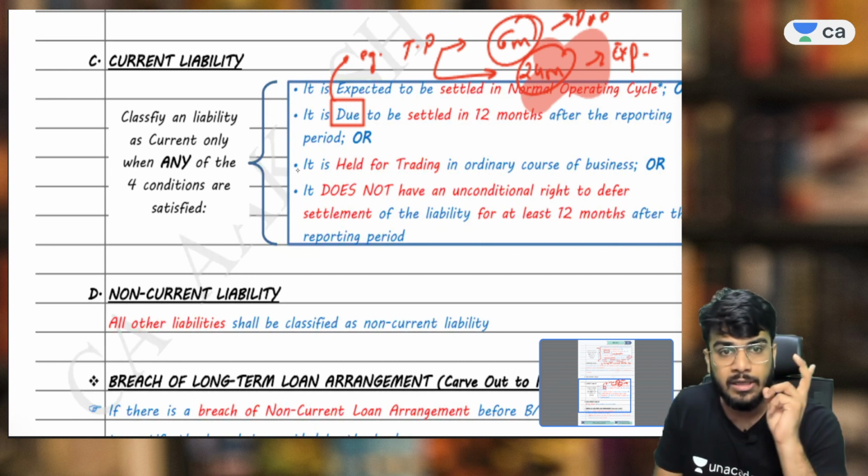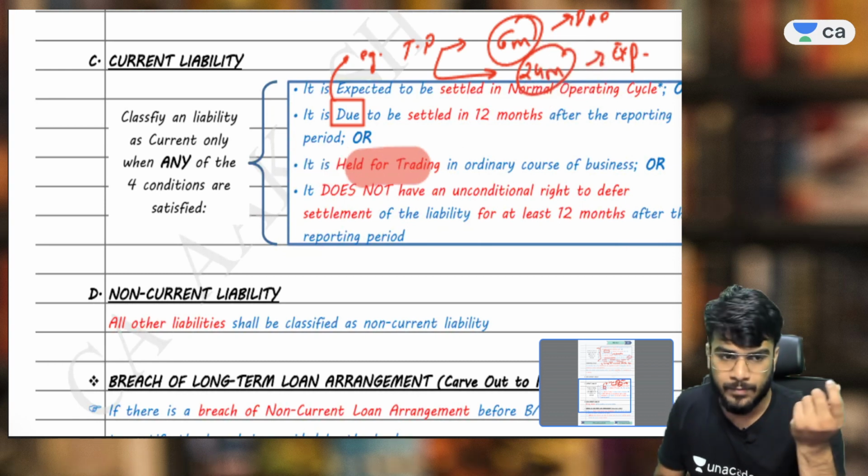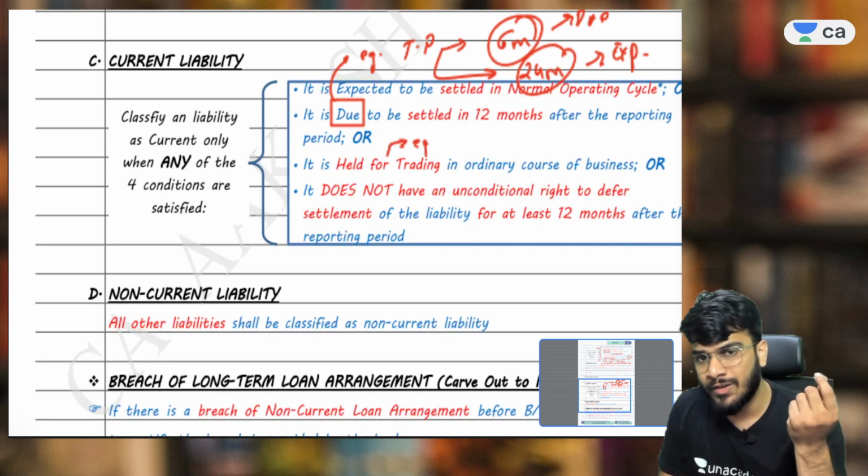This was the second condition. The third condition is if it is held for trading. So what is the example of held for trading in case of liability?